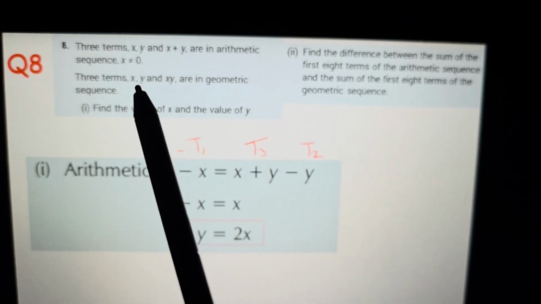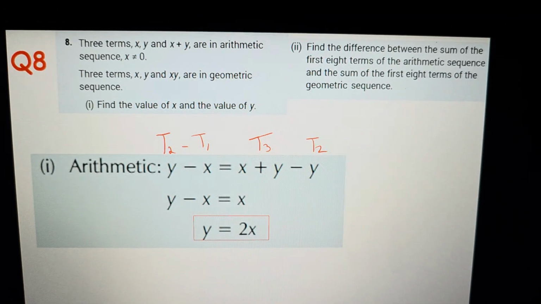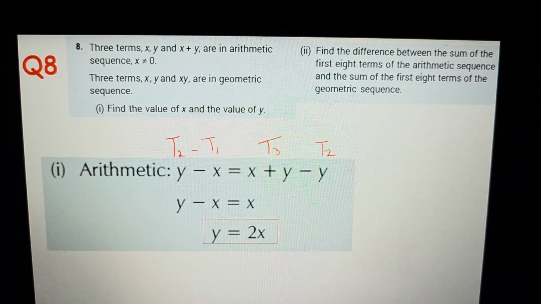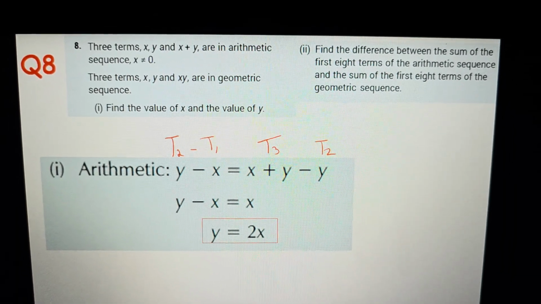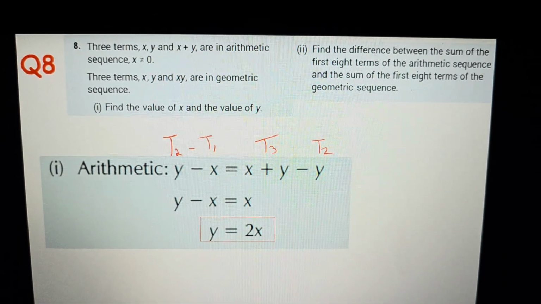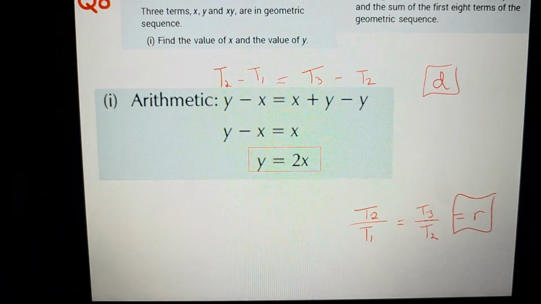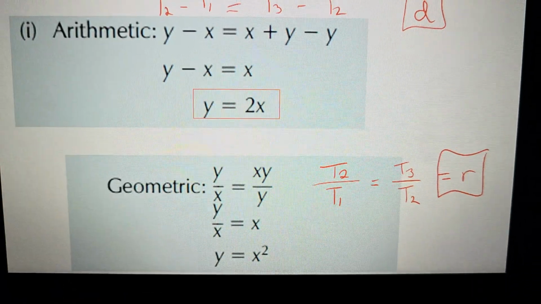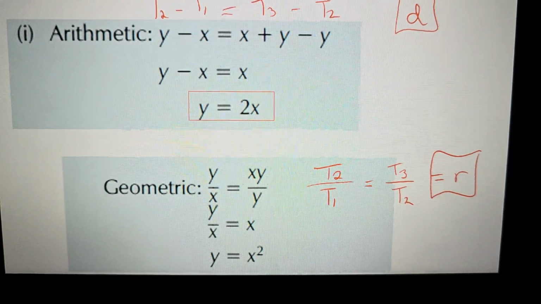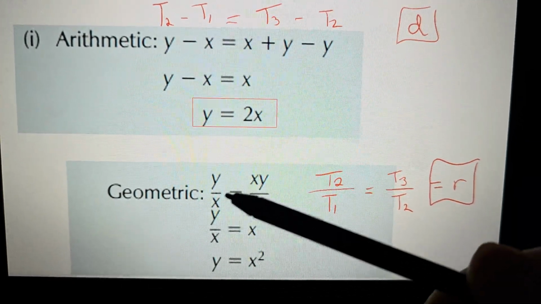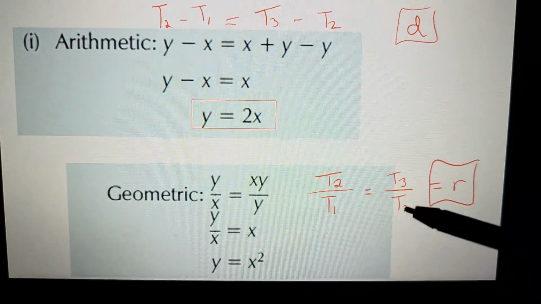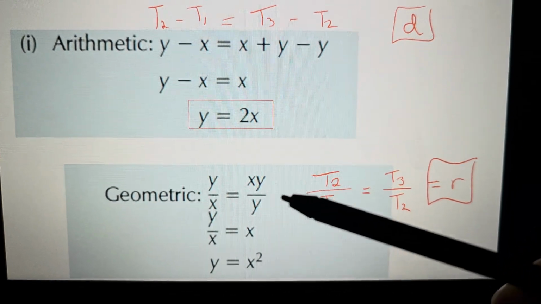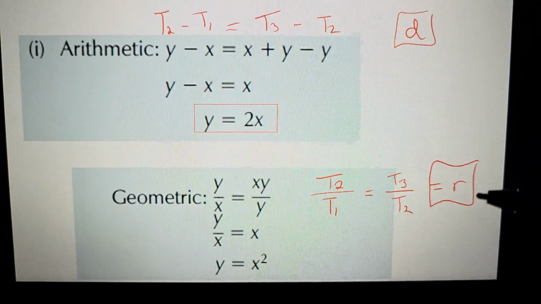Then the geometric was those 3 terms. How do you show something is geometric? Well, there will be a common ratio. One term divided by its previous term will give you a common ratio. So term 2 divided by term 1, which is y divided by x, should equal term 3 divided by term 2, which was xy divided by y. Okay, so that will give me the common ratio.